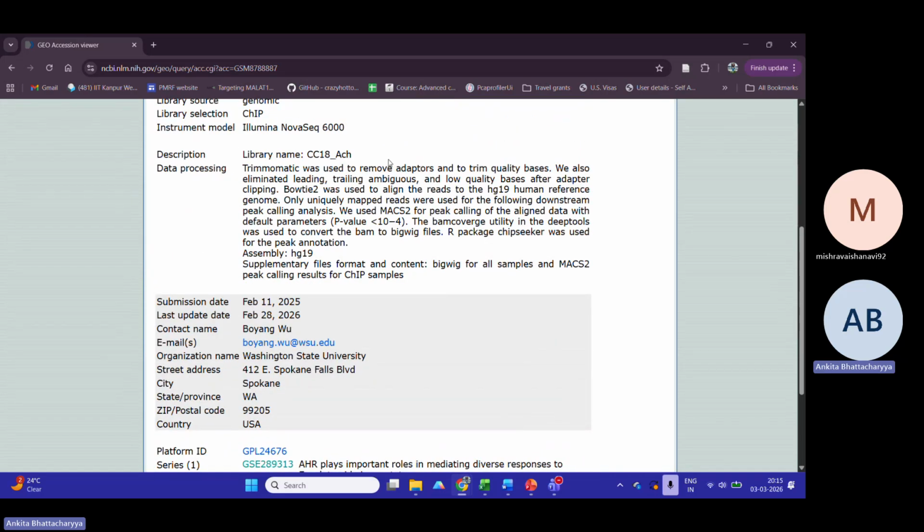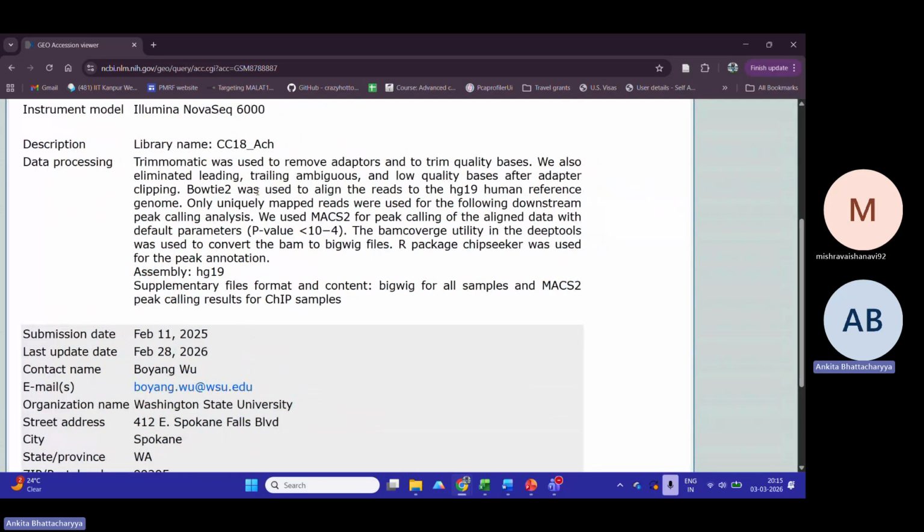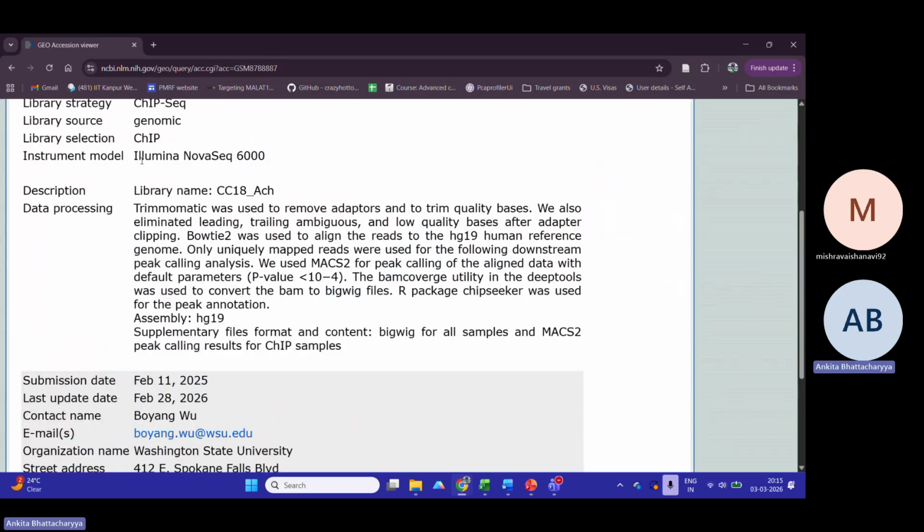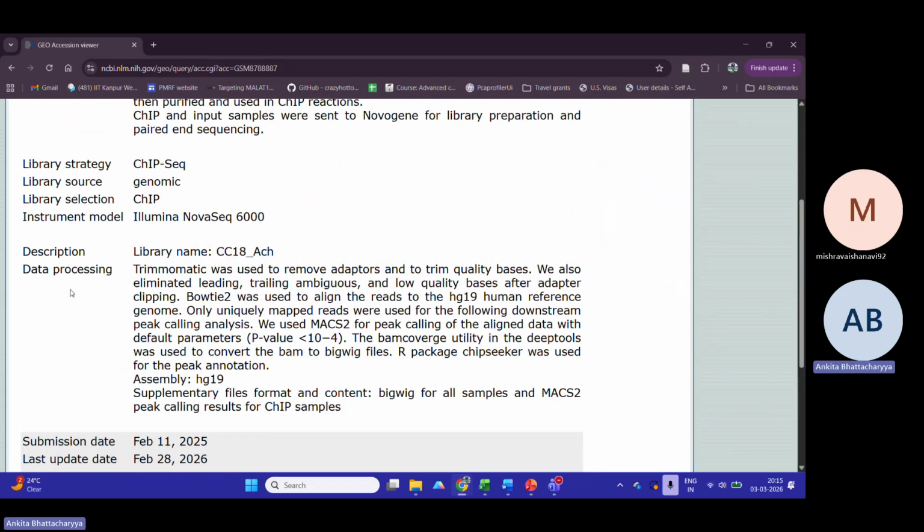Your instrument model is provided to you, and then you come to the data pre-processing steps. So we'll go over it quickly. You see the library name is provided. Then your data processing involves the use of Trimmomatic, which is used to remove adapters and trim low quality bases. You get rid of leading, trailing ambiguous, low quality bases after adapter clipping. Again, if you remember when we discussed the properties of Trimmomatic, how to adjust the parameters so as to not lose out on relevant information and yet remove contaminating data, that optimization needs to be done.